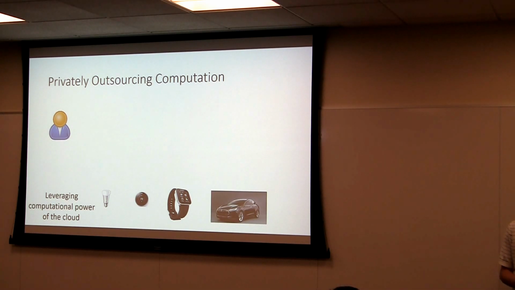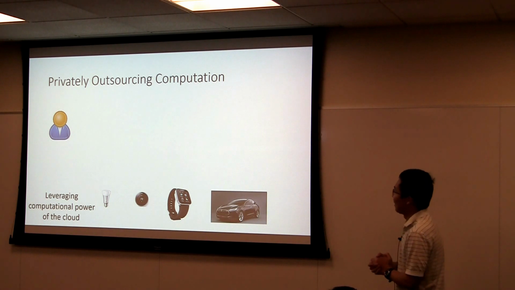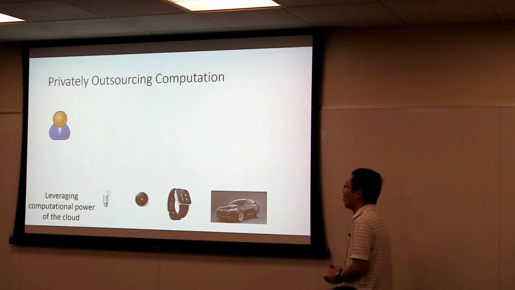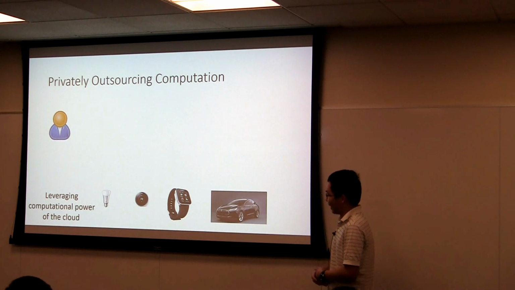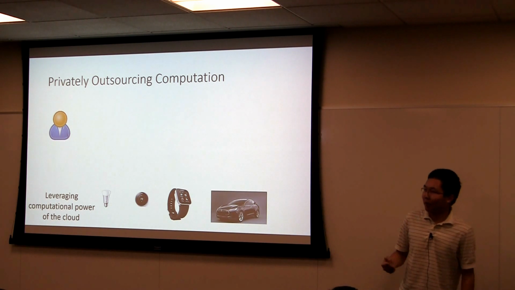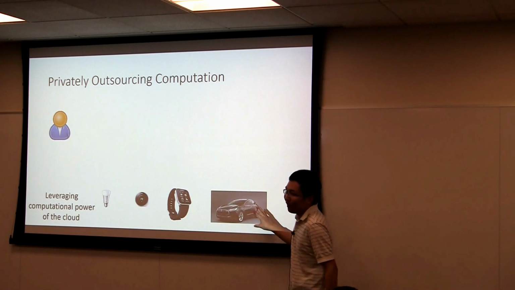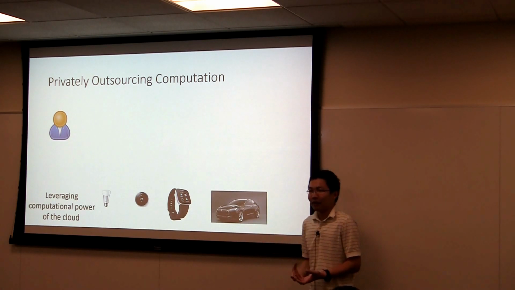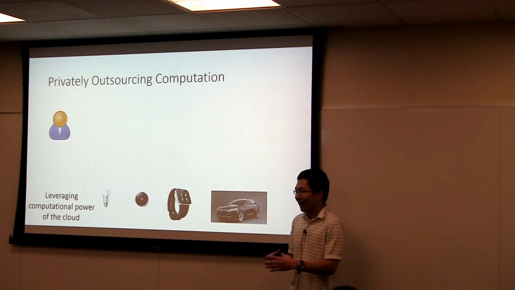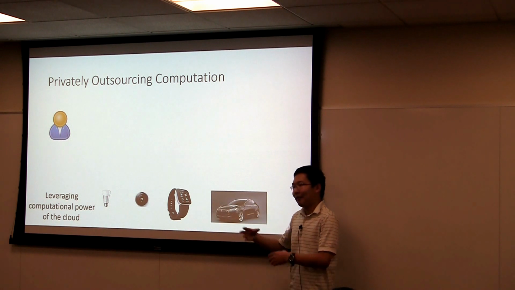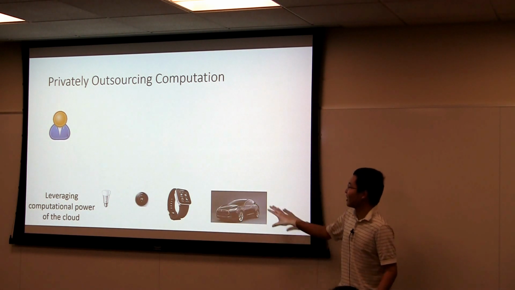So consider the case where we want to do private outsourcing of computation. This is sort of the standard example when we talk about homomorphic encryption. And this is an example where we really want to leverage the computational power of the cloud. So we have all of these smart devices here. And usually they're going to be computationally bound. But they want to do some computation. They're collecting a lot of data. And maybe they want to do some statistics or some aggregation on the data.